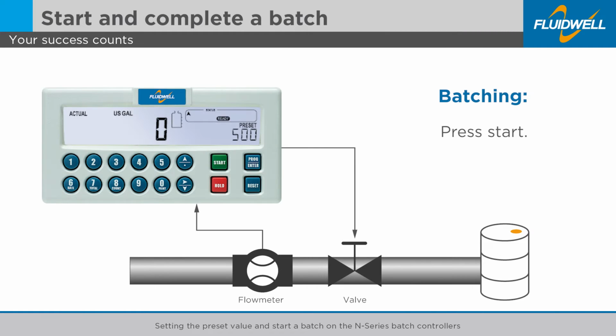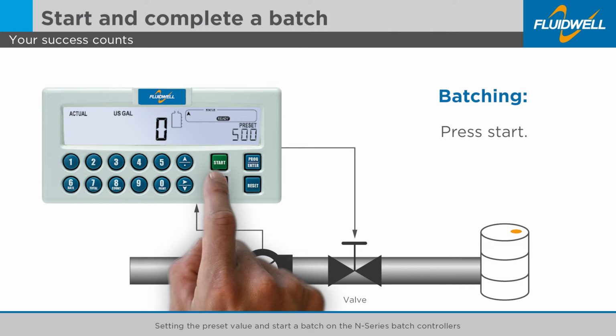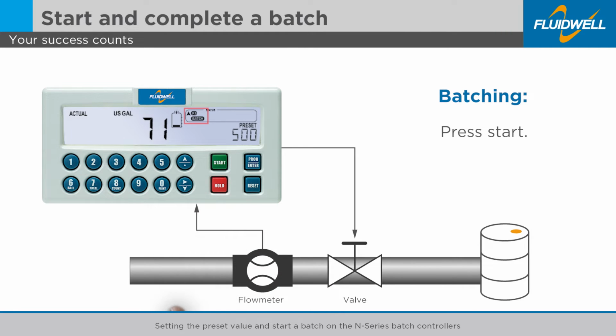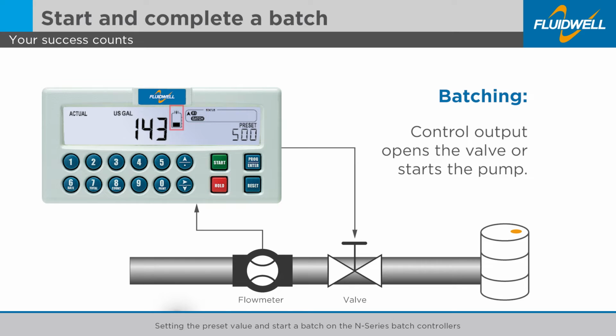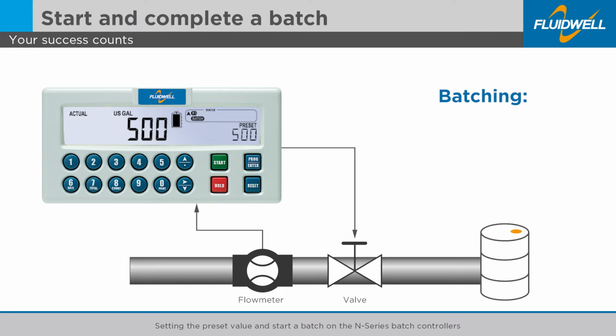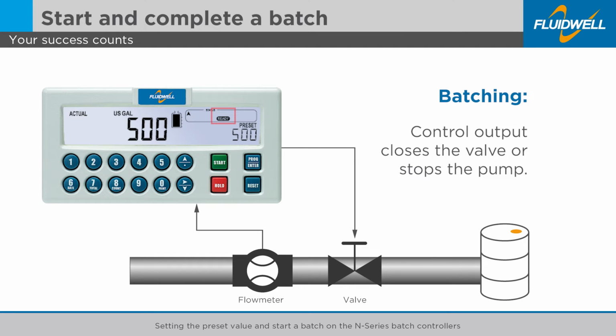A batch can be started by pressing the Start button. The batch, Relay 1, will pop up and the tank fill indicator starts filling. The control output activates the valve or pump, which begins the delivery. Once the batch is completed, the Ready flag will pop up. The control output deactivates the valve or pump, which ends the delivery.